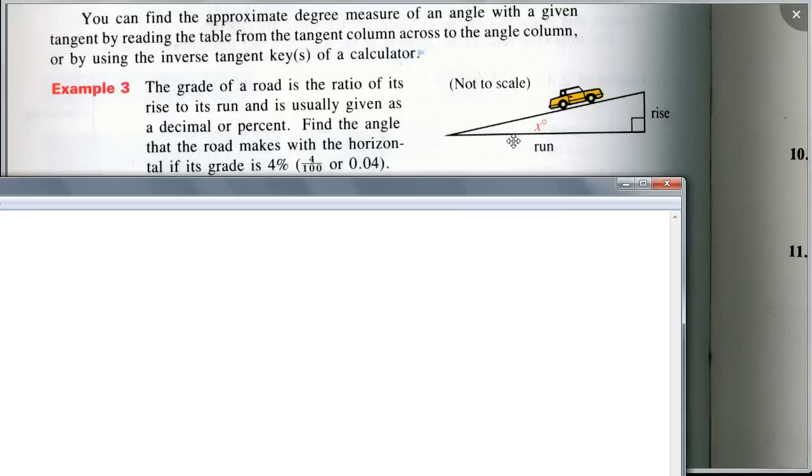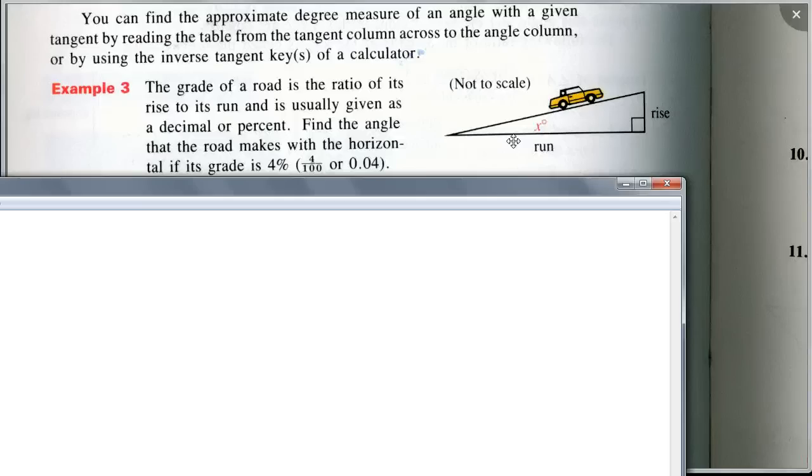All right, so take a look at this example. The grade of the road is the ratio of its rise to its run, and it's usually given as a decimal or percent. Find the angle that the road makes with the horizontal if its grade is 4%. 4% means what? 4 over 100, which means 0.04, right? They explain to you what grade is. It's basically a tangent ratio of the slope.